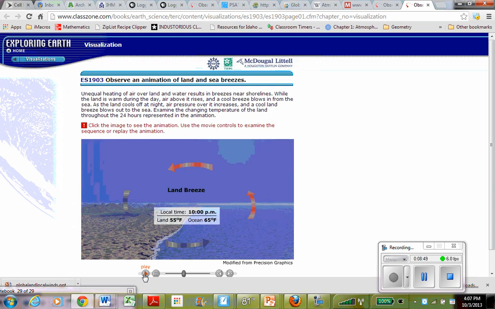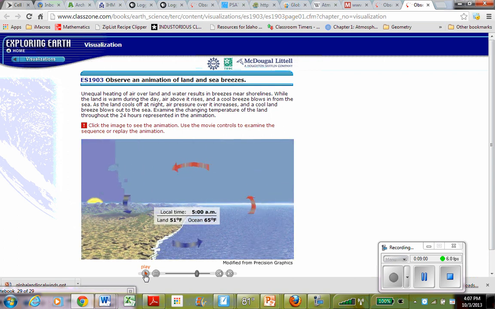All right, here we go again. We're going to continue. Okay, it's midnight. The land has gotten cool. The ocean is still the same temperature. And now we have the land breezes. And whoops, I missed it again. Okay, we'll play with this a little bit tomorrow.